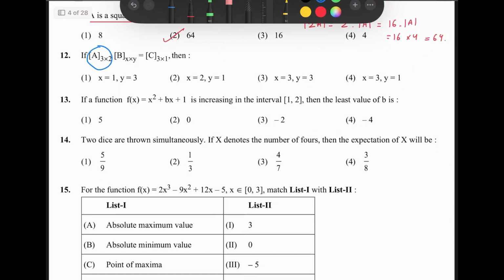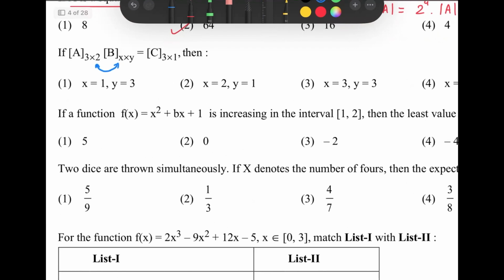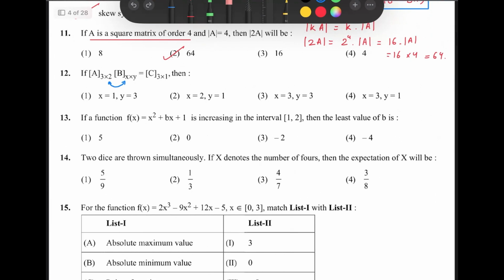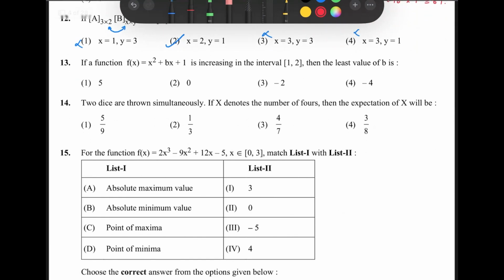If you are multiplying A and B, you are getting C. So what is the condition for multiplication? Then you have x equals 2, right? Only then can you multiply. The columns of A should be equal to the number of rows of B, right? This is the basic condition for multiplication. So x should be equal to 2. This is the only correct option, as others are saying x is not equal to 2, right? Easy question. Let's move to question 13.